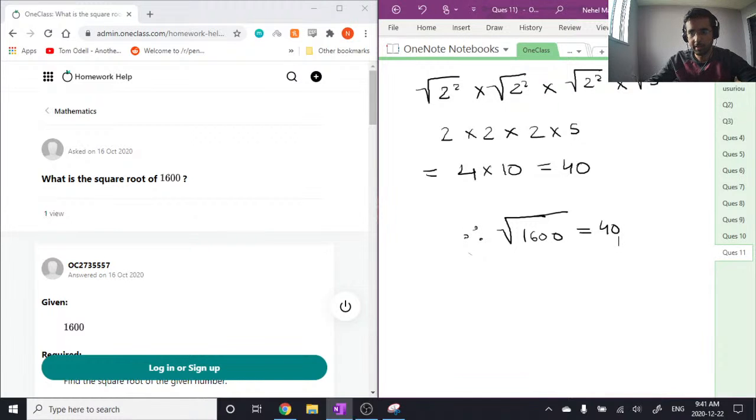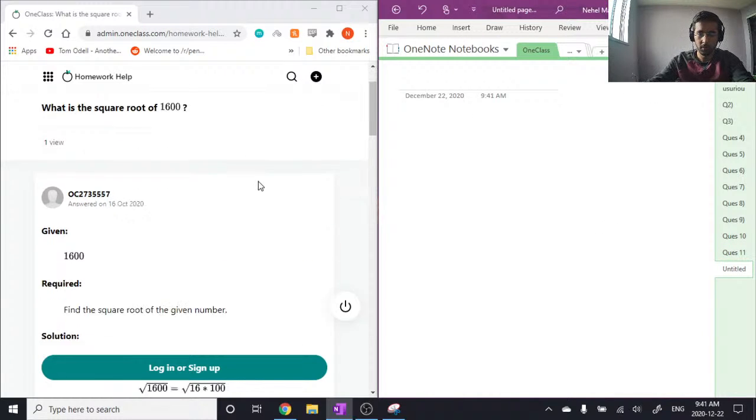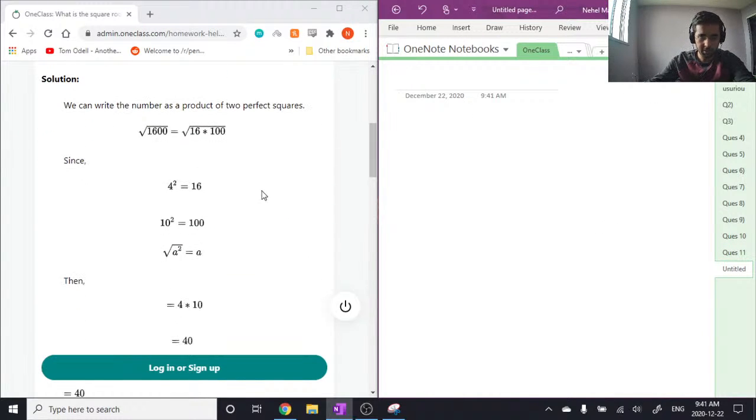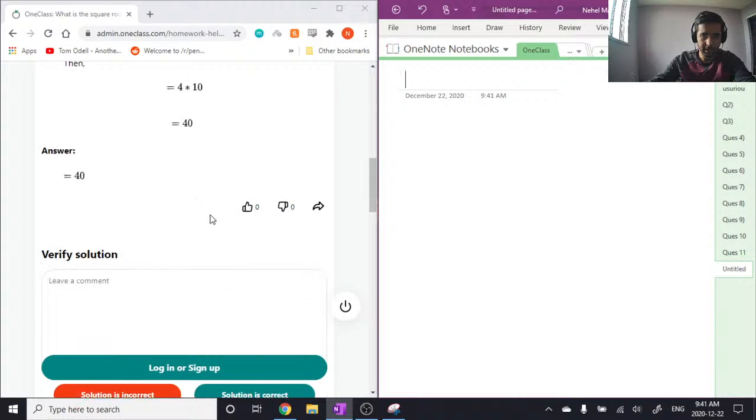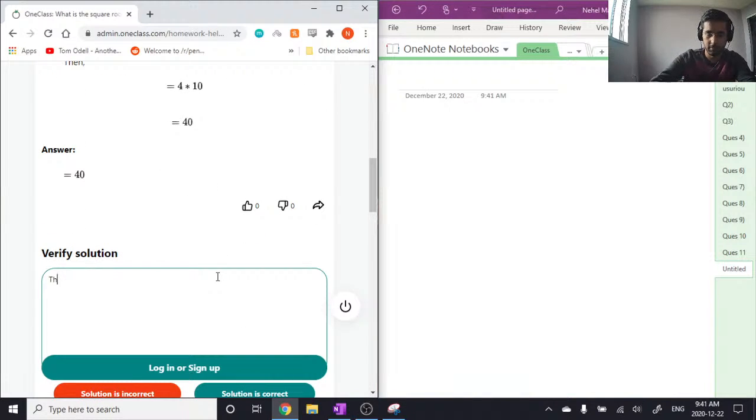Okay, so next up, we'll do the next question. Just let's verify. So they've done it a similar way actually, which is nice to see. 16 times 100, and you split them and you get the answer to be 40. So the solution is correct.